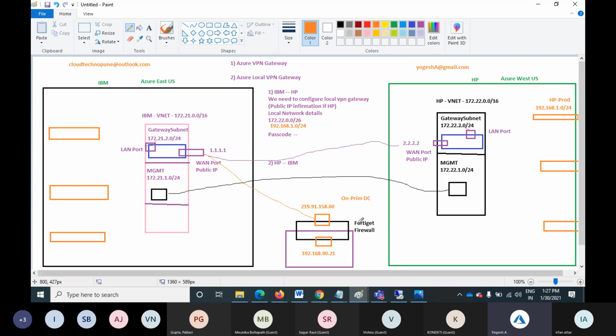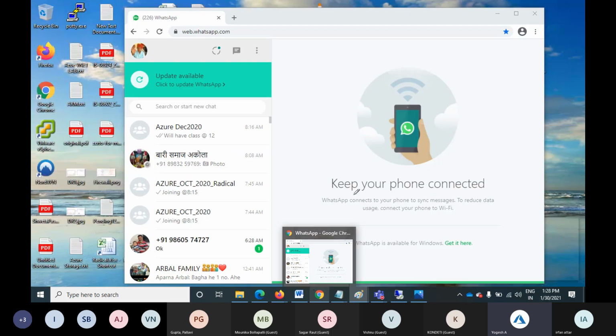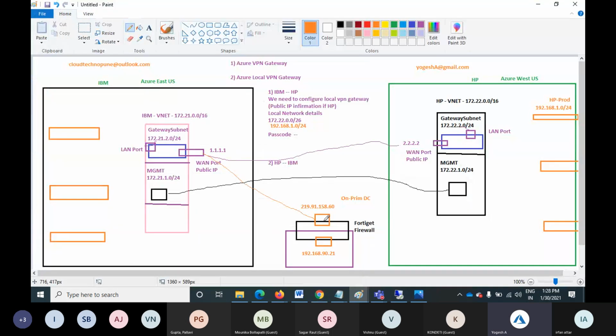Like in on-prem, we are using a firewall. In Microsoft Azure, we are using the VPN gateway. So 192.168.90.21. Okay, let me connect. Okay, no issues. Then that configuration we will do later. First, we'll focus on the first lab. So any question here? Any doubt?